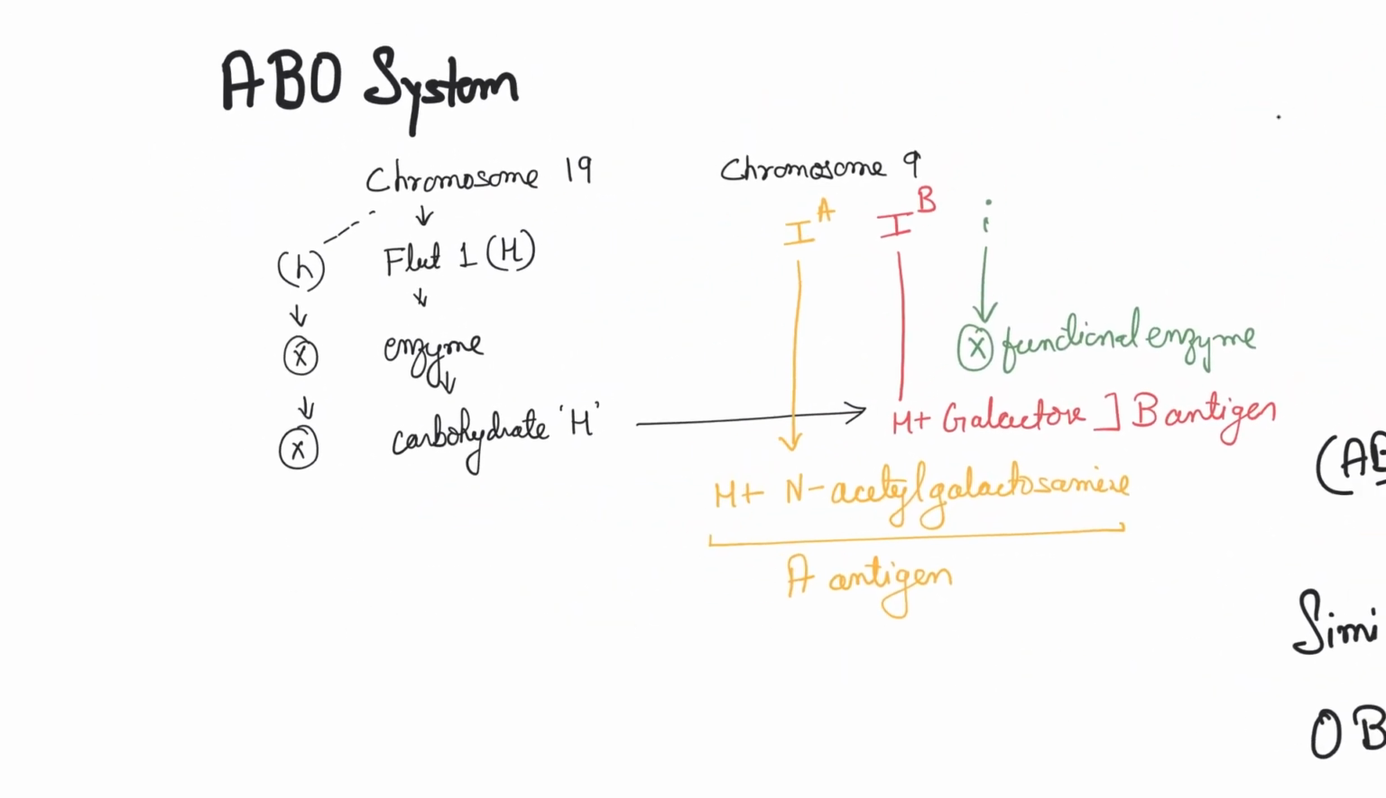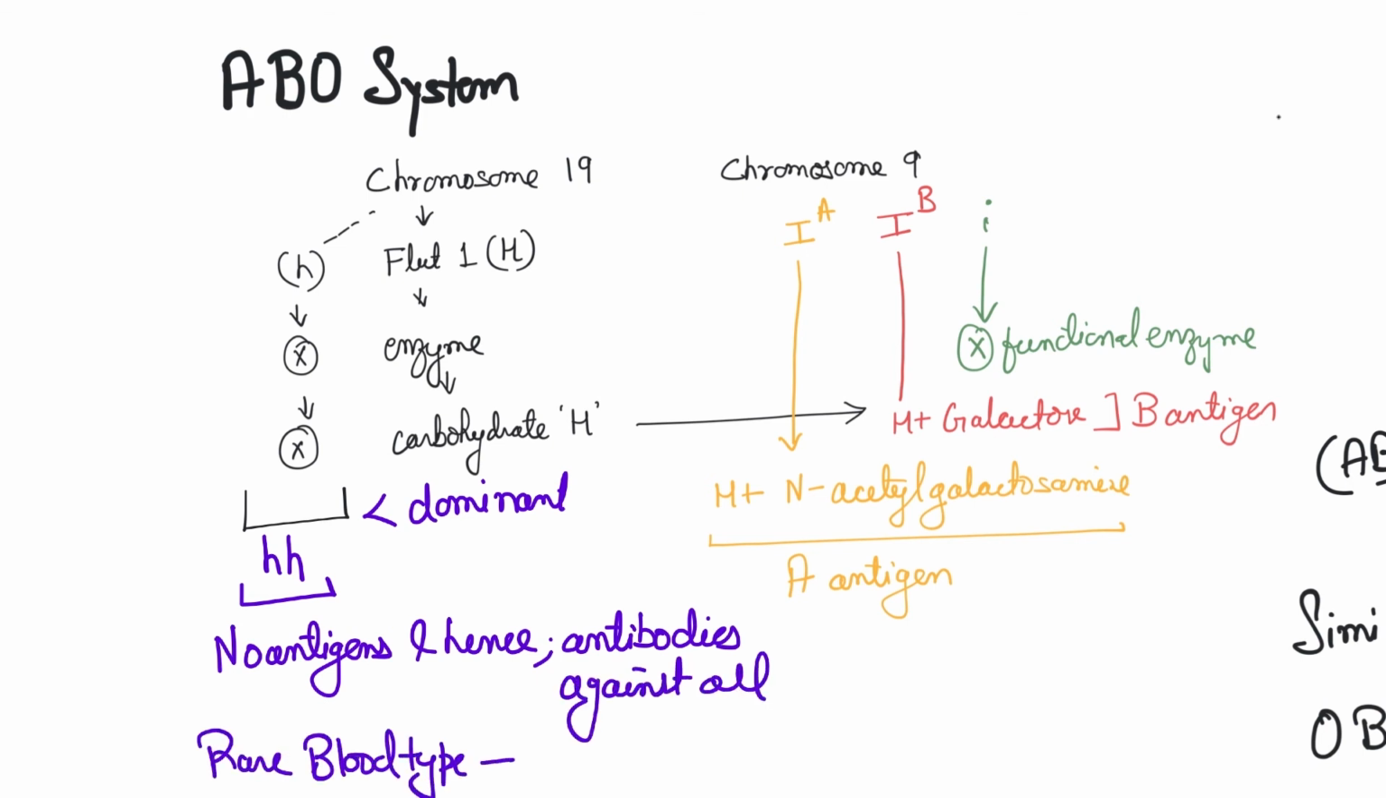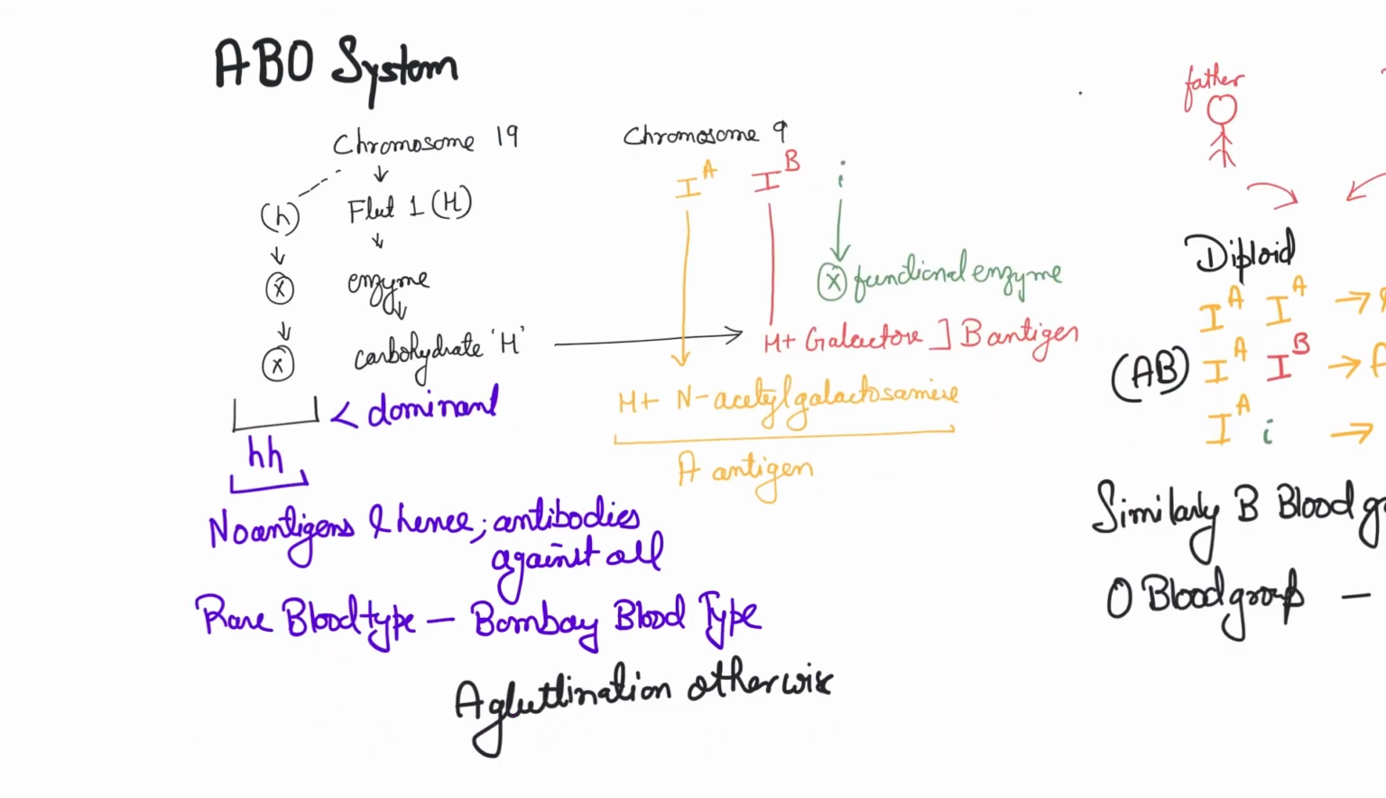Now, before we wind up, let's talk about one more scenario. Remember, we have two possible alleles, big H and small h. Big H is dominant, and that is what makes the basal carbohydrate that can be modified by the chromosome 9 genes. But what if we have small h, no antigens? Possible because there won't be a basal carbohydrate, right? So this is a rare blood type, small h, first found in Bombay, and hence the Bombay blood type. This will show agglutination against all other blood types.